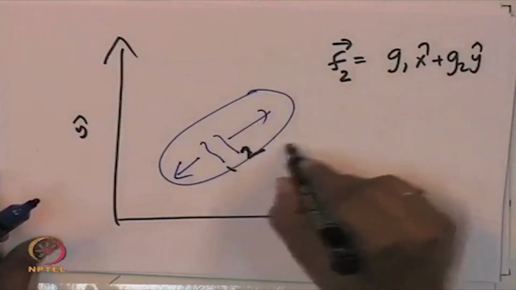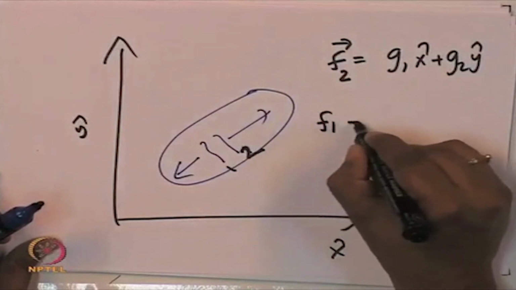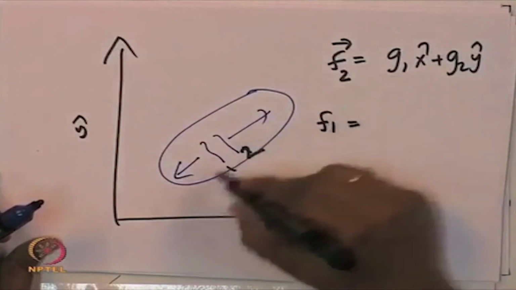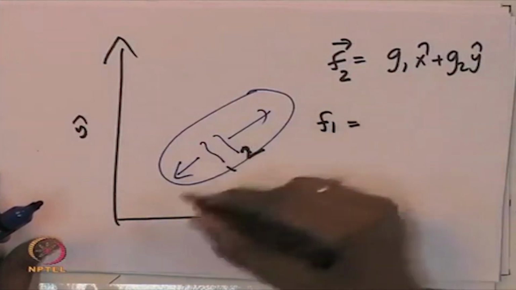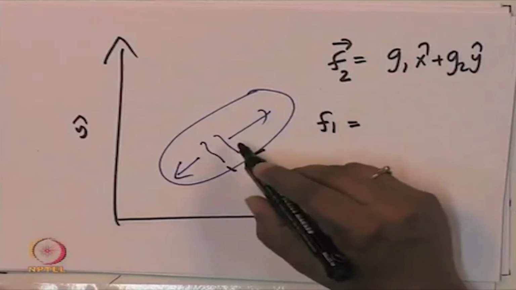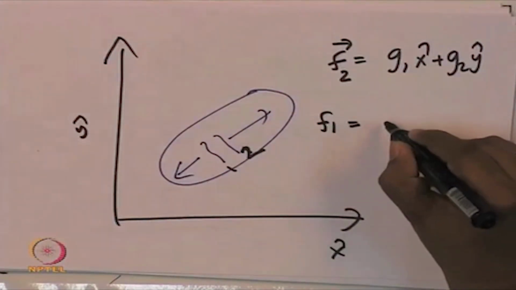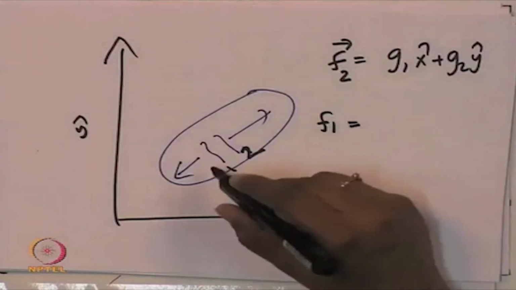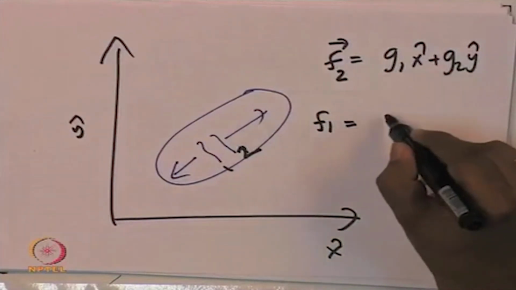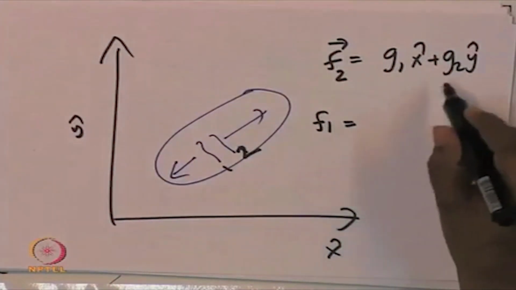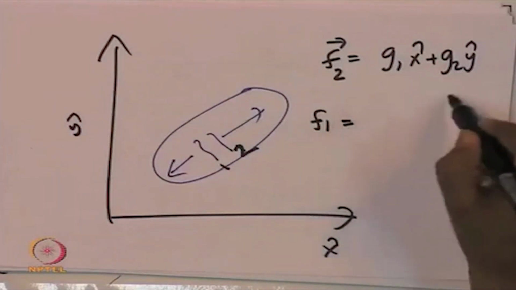So, some component in x cap and some component in y cap, but f 1 has to be just the opposite direction. So, you have to make sure that the direction of this is just opposite to this. Typically you can write this in the opposite direction. The direction of this is basically given by this divided by the unit vector of this.